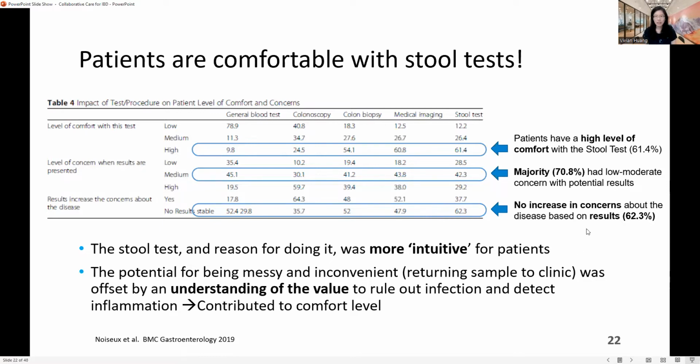And the patients who said they were comfortable doing these stool tests also reported low to moderate concern for the results, and they understood the value of doing these stool tests, which seemed to increase their comfort level. So I think one of the common misperceptions is that patients don't like doing stool tests, but part of that is that if they understand why we're asking them to do stool tests, they'd be more likely to participate in that testing.